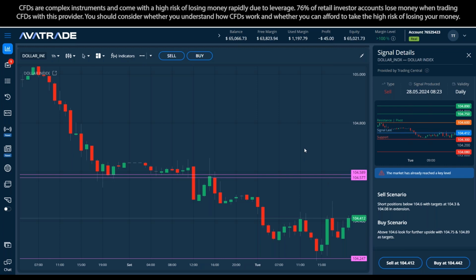You know, if you wanted to sell on this, you might be patient and see if it reaches the pivot and then have a pending order to sell from this spot as well. Okay, those are some ideas with the dollar index.